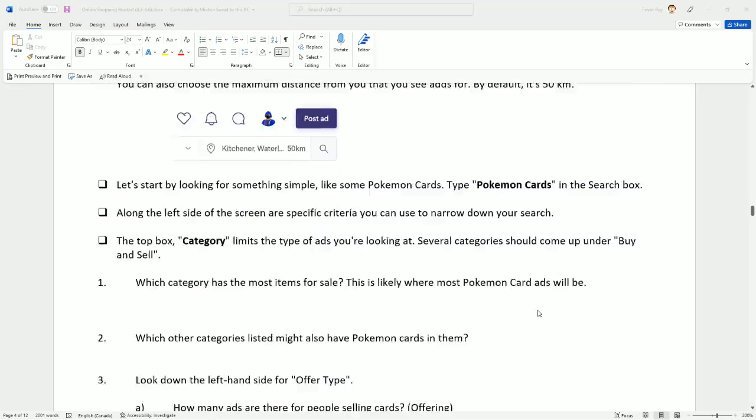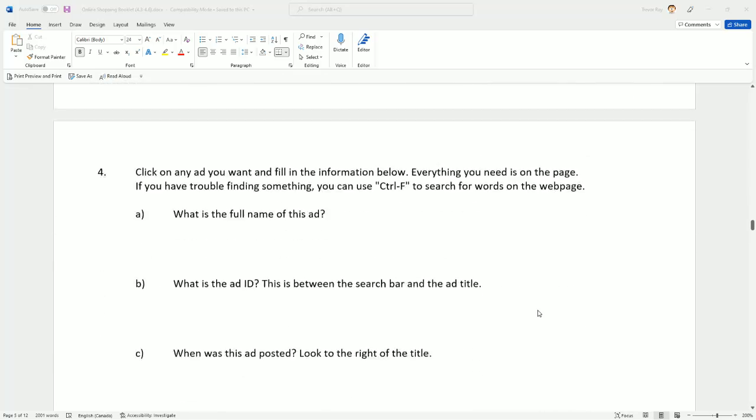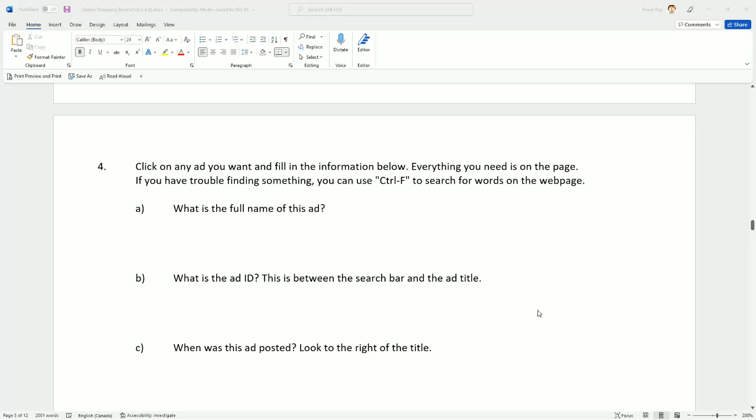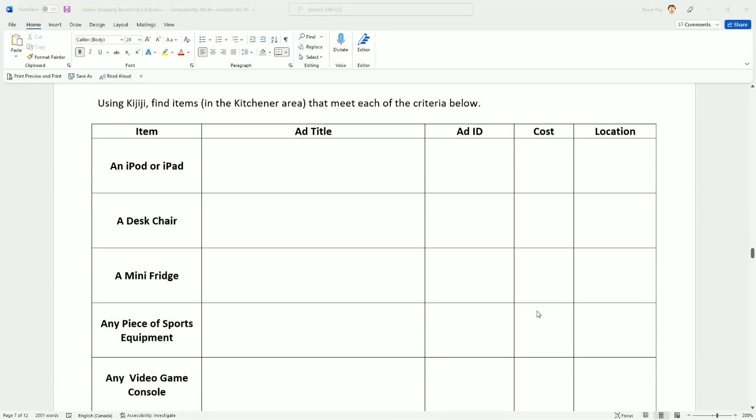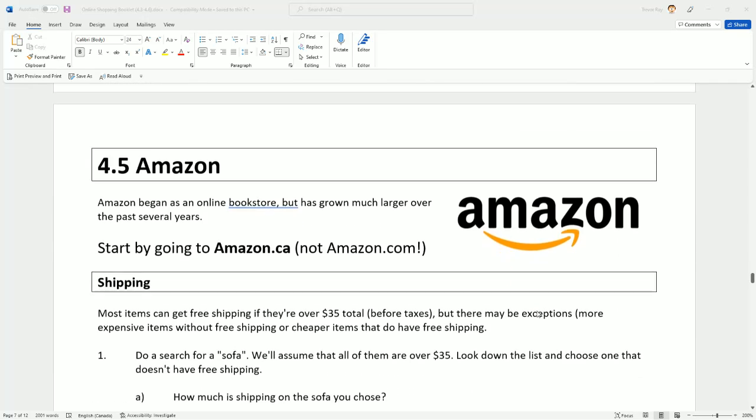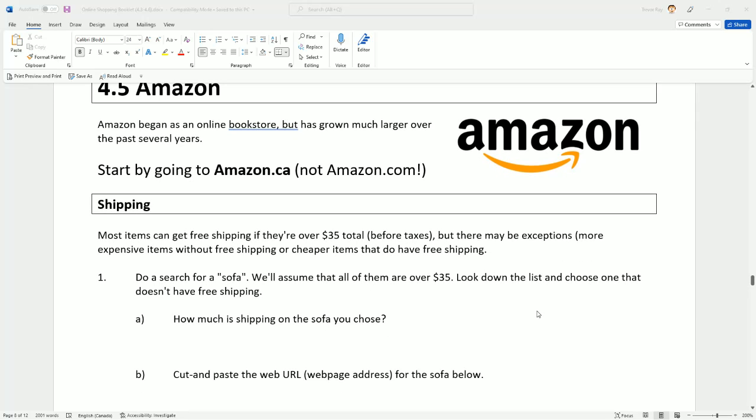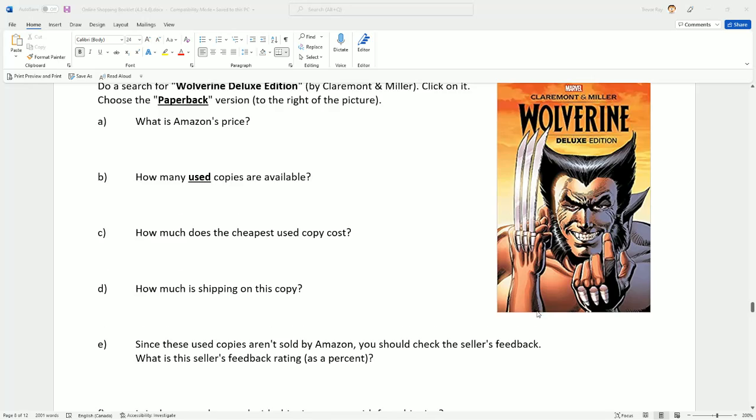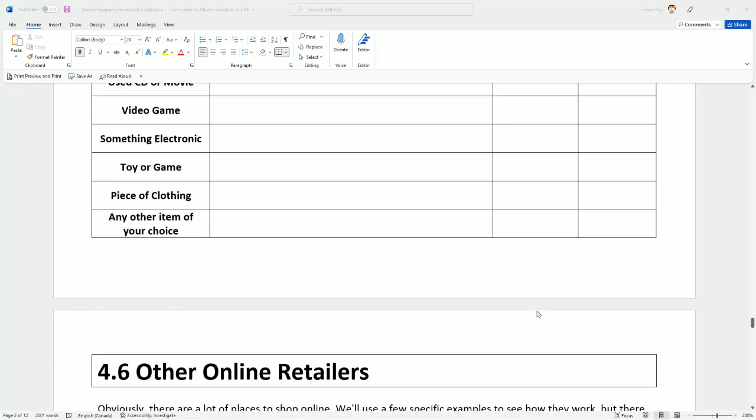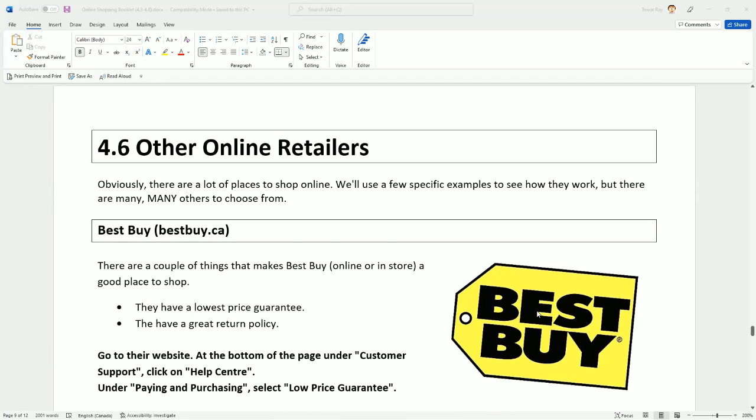Kijiji, I'll get you to go there, find some things, to basically learn about how the site works and look up some information about it. And then I'll get you to find some stuff that you may potentially want to buy, just again as practice to understand how the site works. The lesson after that, we'll take a look at Amazon, a little bit about how shipping works, and then we'll look at some examples of different things you can buy there and the costs involved.